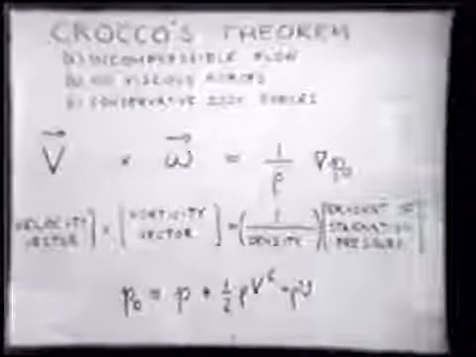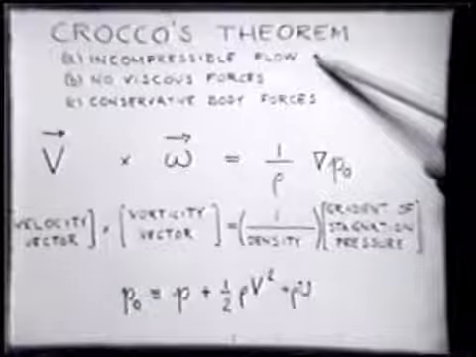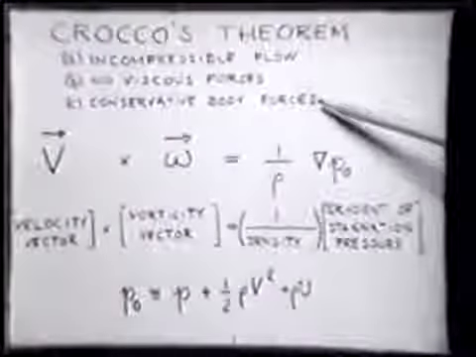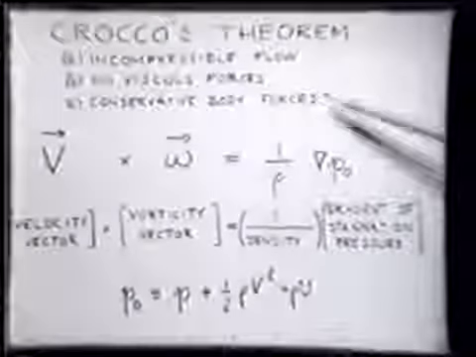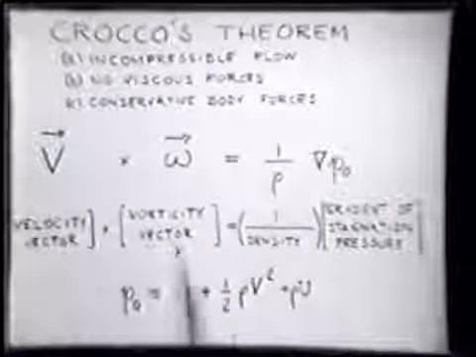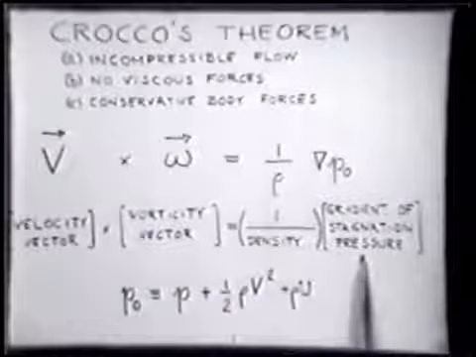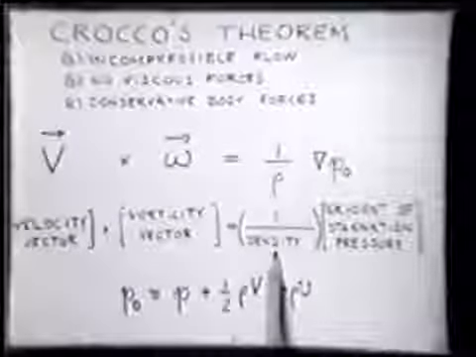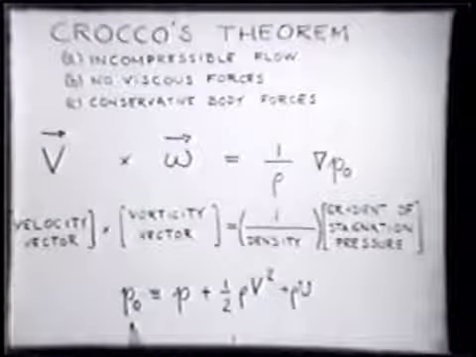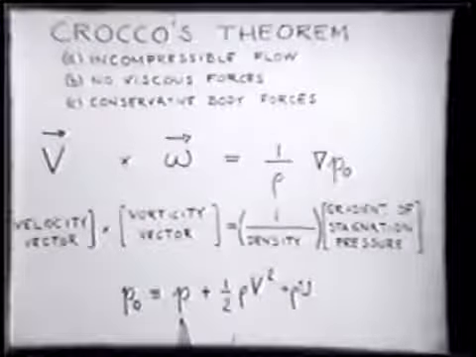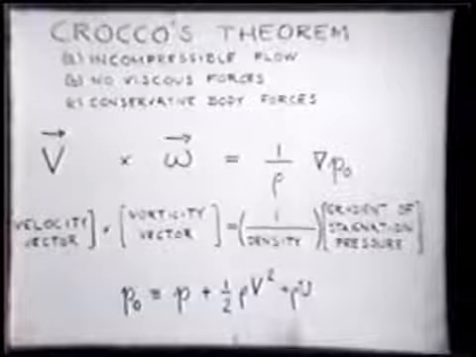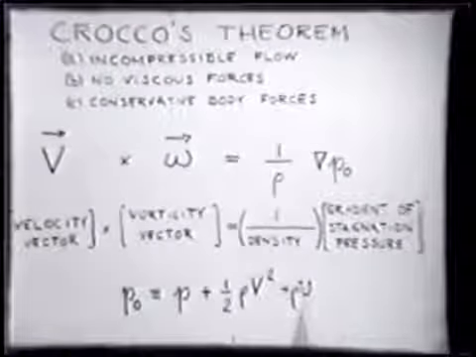There are several theorems which relate the vorticity to the dynamics of fluid flow. One of these is Crocco's theorem, which is nothing but a special form of the dynamical equations of motion. With steady motion, if the flow is incompressible, if there are no viscous forces, and if only conservative body forces are present, then the vector product of the velocity vector with the vorticity vector is equal to the gradient of the stagnation pressure divided by the density, where the stagnation pressure, or as it is sometimes called the Bernoulli number, is the sum of the static pressure and the dynamic pressure and the pressure associated with a body force field. Consider a two-dimensional flow in the plane of the paper.